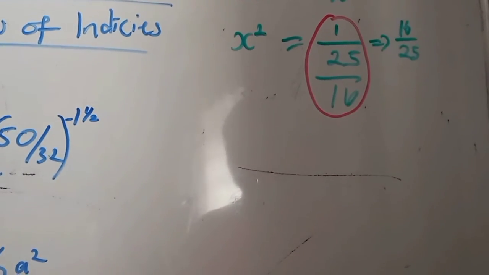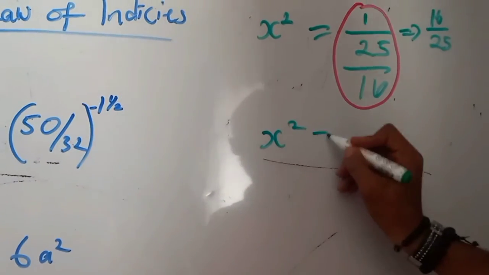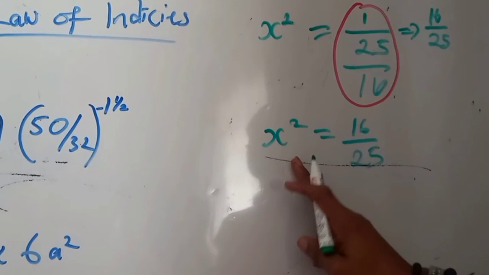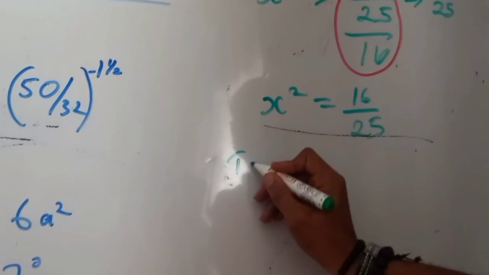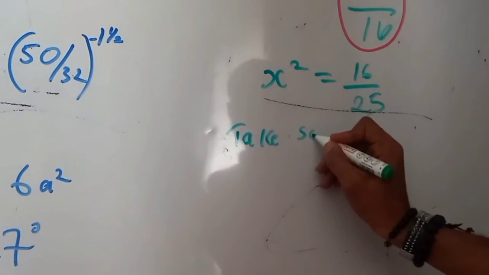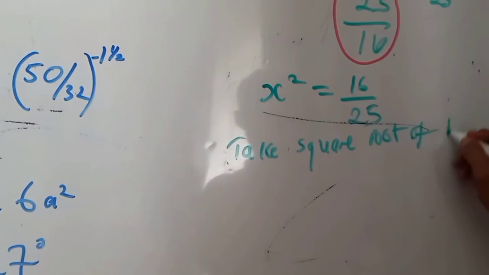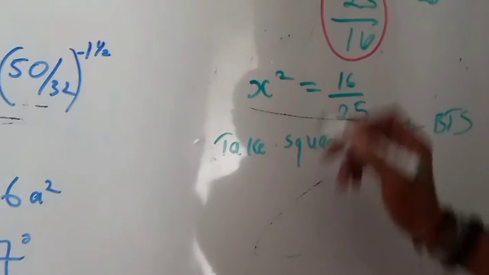So we now have here x squared equals 16 over 25. What happened here now? Take square root of both sides. This is what?